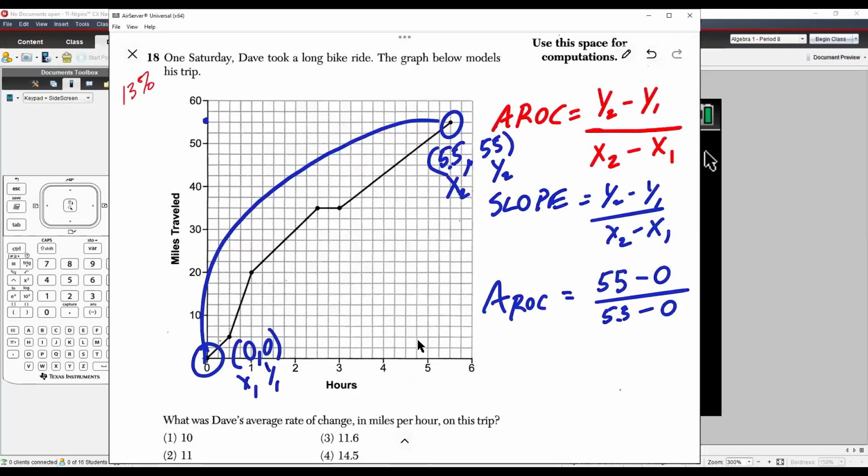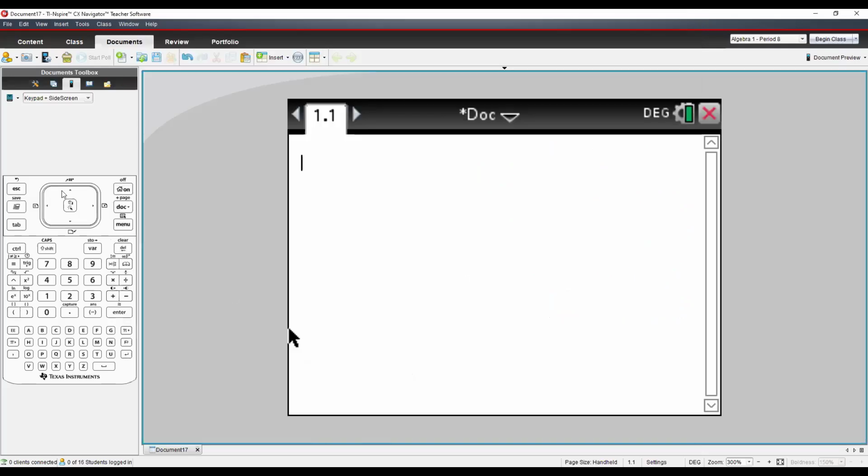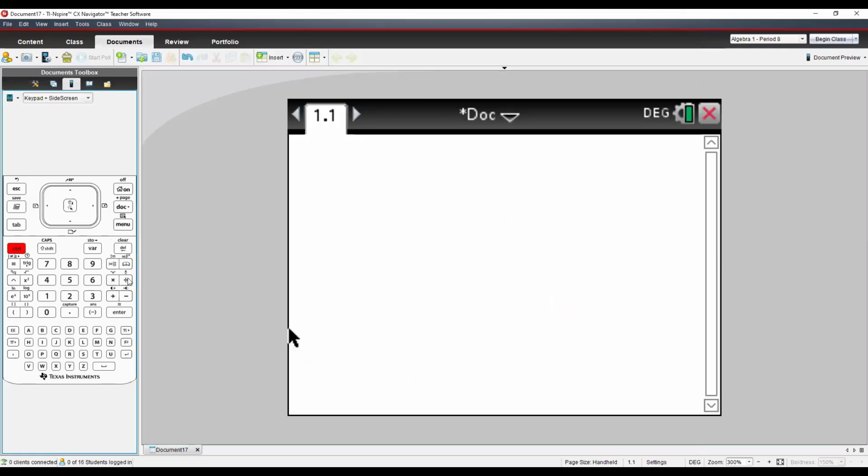All right, so from here, we're just going to go to the calculator and see what we got. We're going to use a stack fraction. So this is going to be 55 minus 0, which is just going to be 55. And then it's going to be 5.5 minus 0. Boom, press enter. And so the miles per hour average rate of change is 10 miles per hour. That's how you could do it.